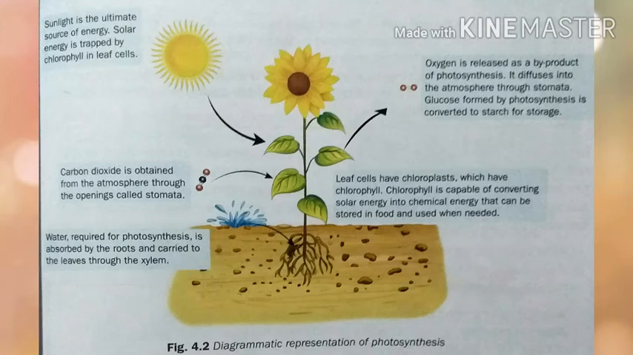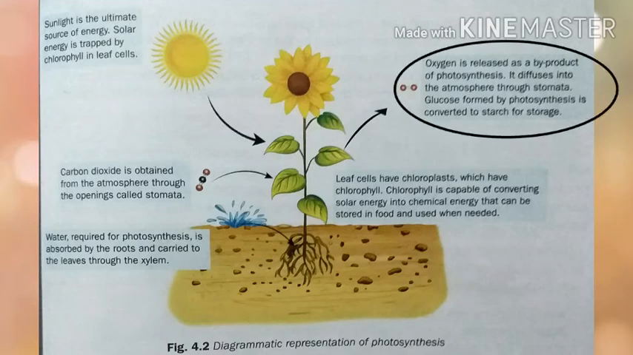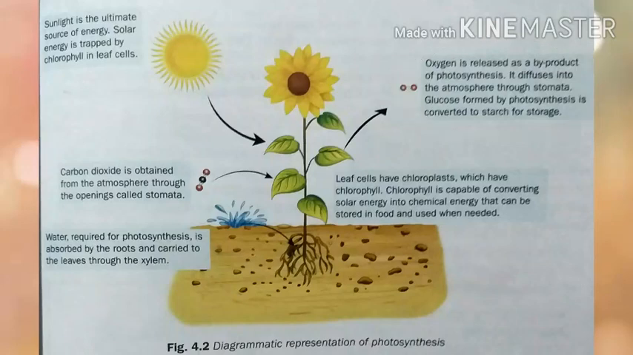The leaf cells have chloroplasts which have chlorophyll, and the chlorophyll is capable of converting solar energy into chemical energy that can be stored in food and used when needed. Oxygen is also released as a byproduct of photosynthesis. It diffuses into the atmosphere through the stomata. Glucose formed by photosynthesis is converted to starch for storage. So this is the overall process of photosynthesis.